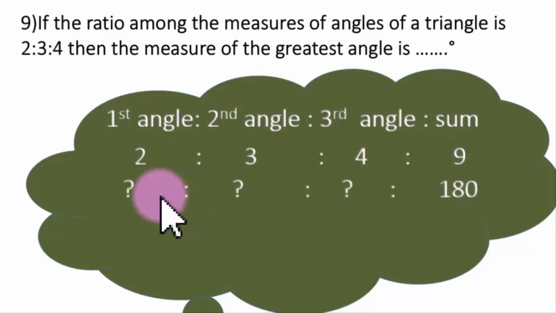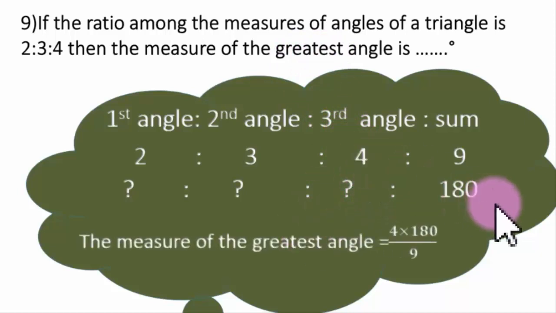Now, we have unknown measure of the first angle, unknown measure of the second angle and unknown measure of the third angle, and we know that the sum of the measures of angles of the triangle equals 180. So write 180 here. Now we want to know the measure of the greatest angle. So the third angle is the greatest angle. The measure of the greatest angle equals 4 times 180 divided by 9. 180 divided by 9 equals 20. 20 times 4 equals 80. So the measure of the greatest angle is 80 degrees.